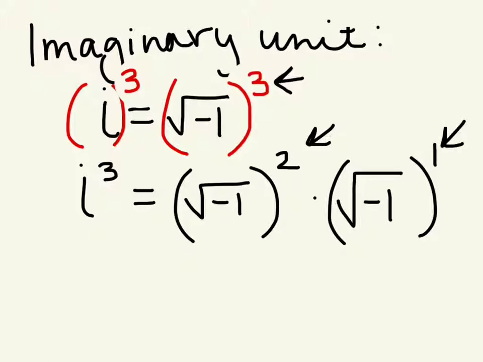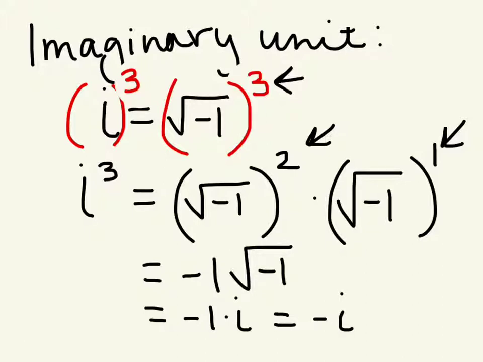Since we know that the square root of negative 1 squared is equal to negative 1, I now have that I cubed is equal to negative 1 times the square root of negative 1. And since we have the defined imaginary unit to be equivalent to the square root of negative 1, I get negative 1 times I, which is simply negative I. So from here on, let's just memorize that I cubed is equal to negative I.